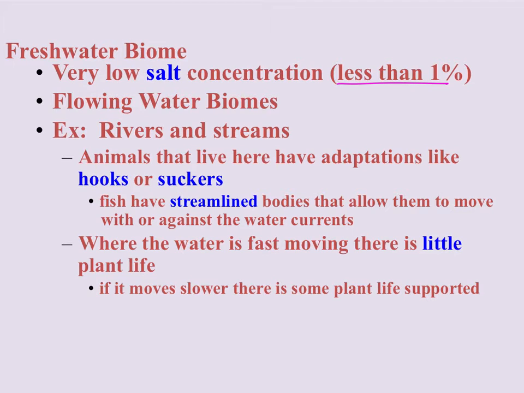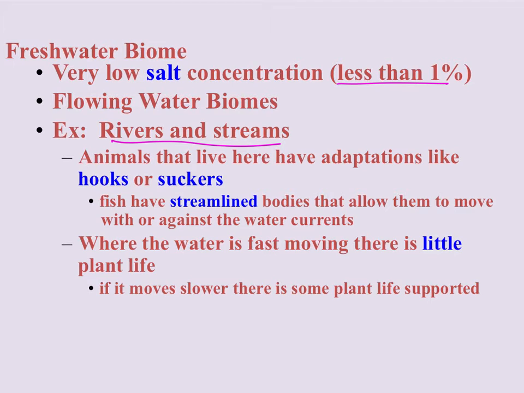So your flowing water, freshwater biomes are going to be rivers and streams. So rivers and streams are going to have animals adapted to living there. Rivers and streams are going to have a current. So where the water is fast moving, there won't be a lot of plant life because they can't sit down roots. The plant life is going to grow where the current is moving slower, okay? Or like towards the edges.